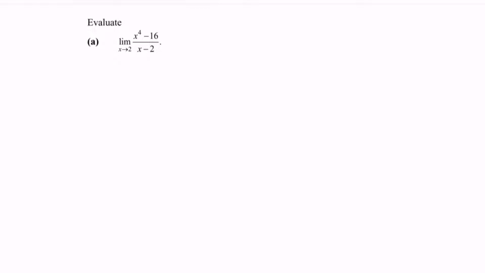So normally what we will do is substitute the value 2 into the function. If we substitute the value 2, we have 2 to the power 4 equals 16. Minus 16, and we will have 0 for the numerator. The same goes for the denominator. If we substitute the value 2, we obtain 0 as well. So for this case, we can consider it an indeterminate form.